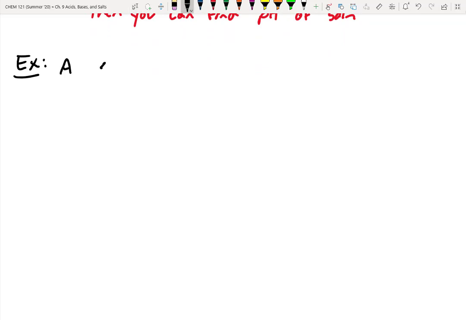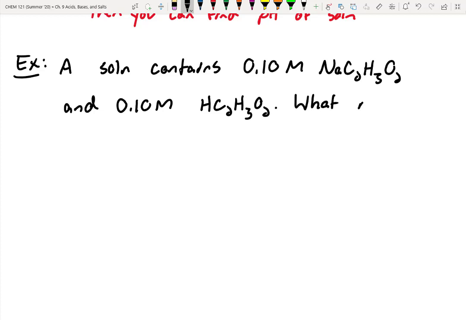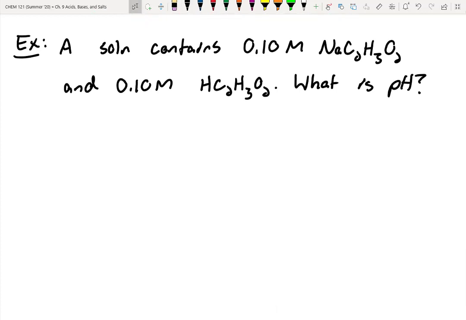Okay, so a solution contains 0.10 molar NaC2H3O2 and 0.10 molar HC2H3O2. What is the pH? All right, so these were the two compounds we put forward in our hypothetical example earlier, but now we've got some numbers behind them, right?